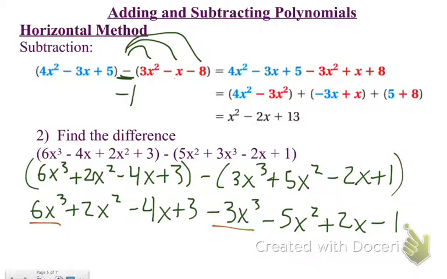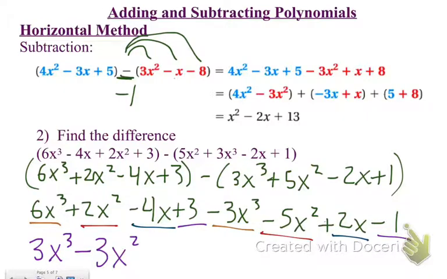6x cubed, negative 3x cubed, 2x squared and negative 5x squared, negative 4x and positive 2x, and then 3 and negative 1. So 6x cubed and negative 3x cubed becomes positive 3x cubed. 2x squared and negative 5x squared becomes negative 3x squared. Negative 4x and positive 2x becomes negative 2x. And then positive 3 and negative 1 becomes plus 2. So that would be our final answer.